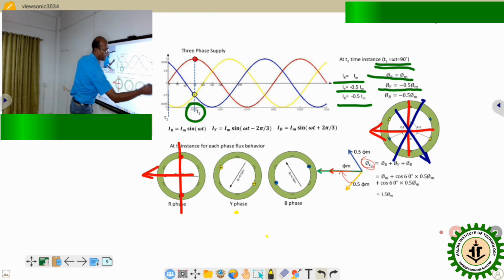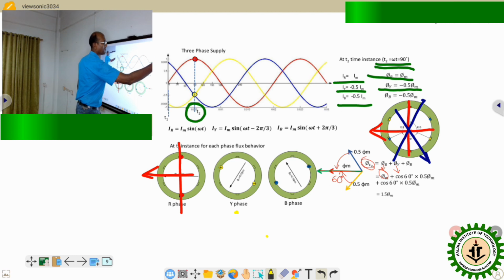Similarly, the contribution of the B phase towards that direction. To find that, we took phi m for the R phase. For phi Y, the contribution is cos 60 degree, because for omega t equals 90, the Y phase creates a 60 degree angle with respect to the resultant flux phi T2, and the magnitude of the Y phase flux is 0.55 phi m.